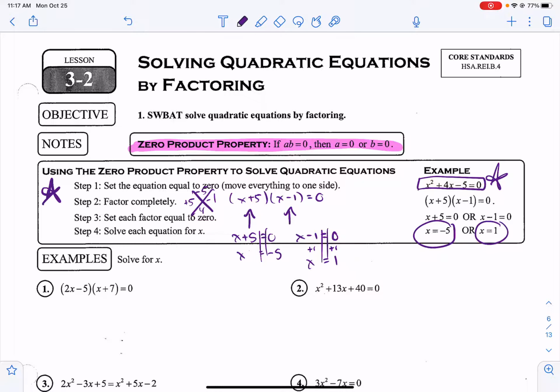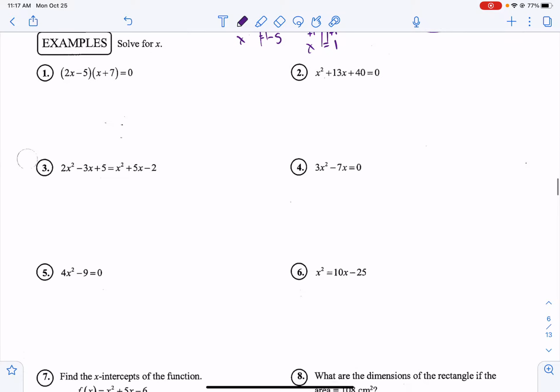If I plug in either of those numbers, my parabola is going to cross the x-axis. Those are going to be my zeros. Those are my solutions. So let's look at some examples.